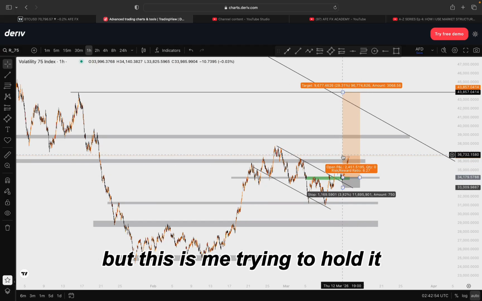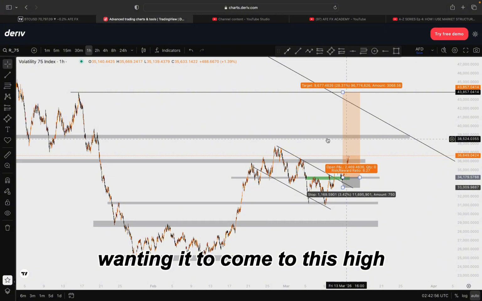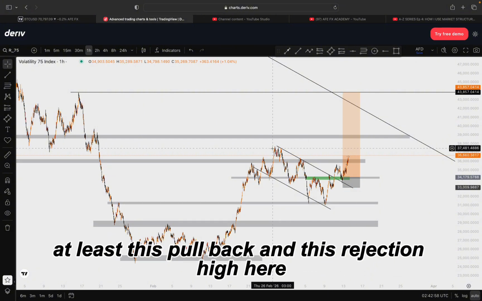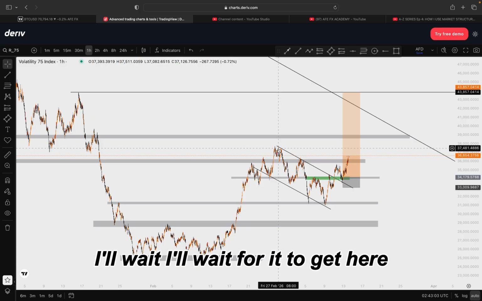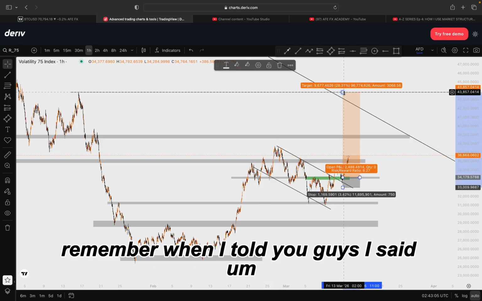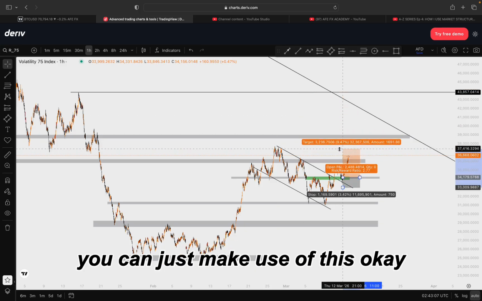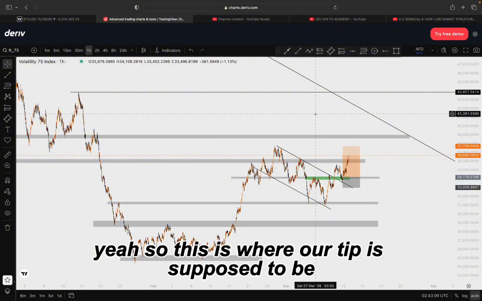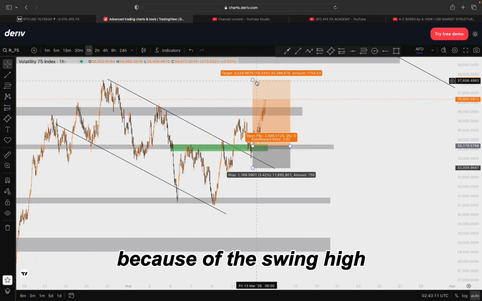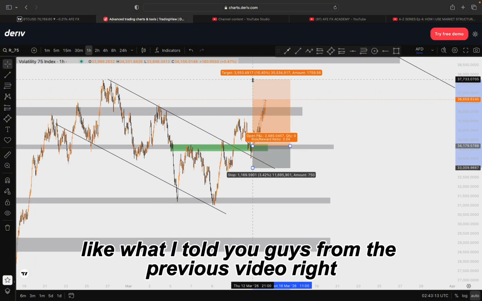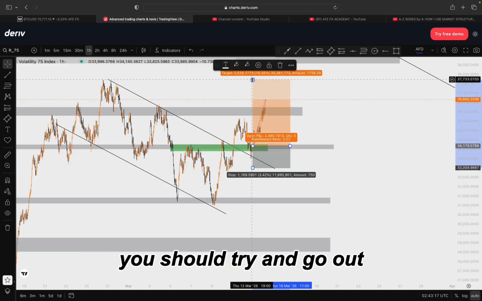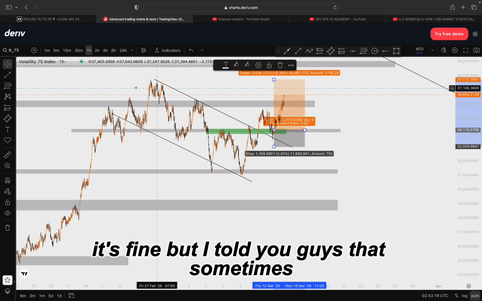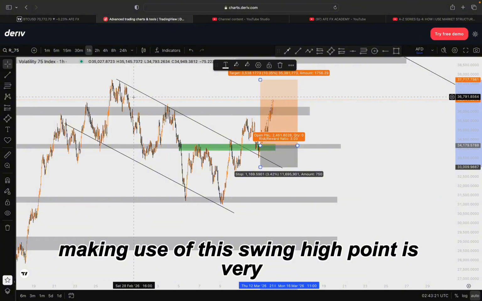But this is me trying to hold it, wanting it to come to this high, at least this pullback and this retracement high here, this swing high, this point here. I'll wait for it to get here. Remember when I taught you guys, I said you can just make use of this. Okay, yeah, so this is where our TP is supposed to be because of the swing high, like what I told you guys from the previous video, right? So if you want to just get 1:2 and go out, it's fine. But I told you guys that sometimes making use of this swing high point is very, very important too.